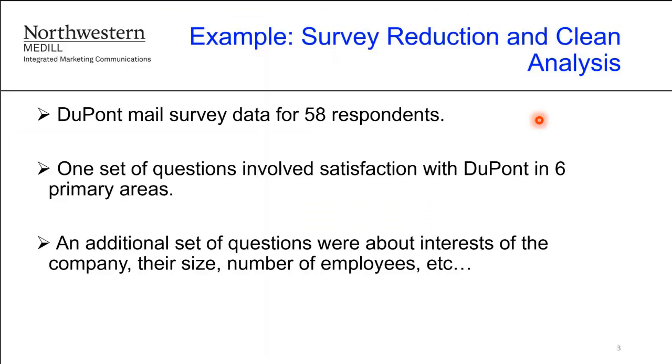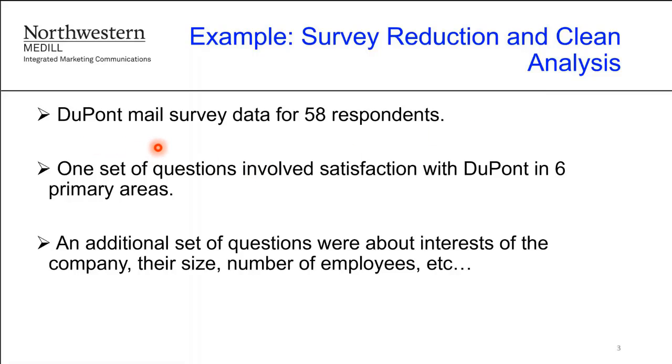So again, this is the survey data, and as I said, in this example I will show you how to reduce the number of variables and the number of survey questions, and how to conduct a cleaner analysis, okay? And yeah, this is the background about the data in this example.